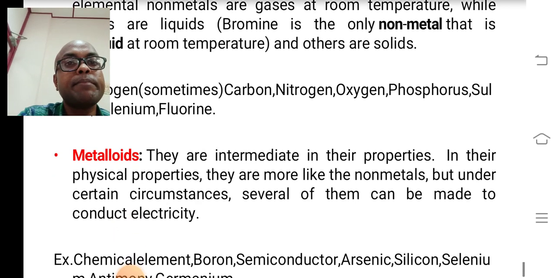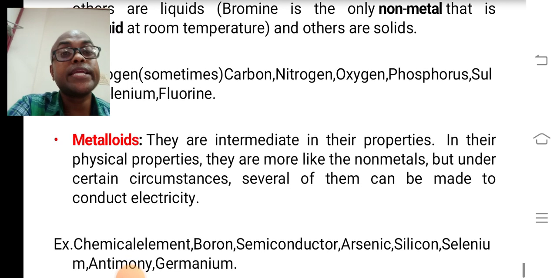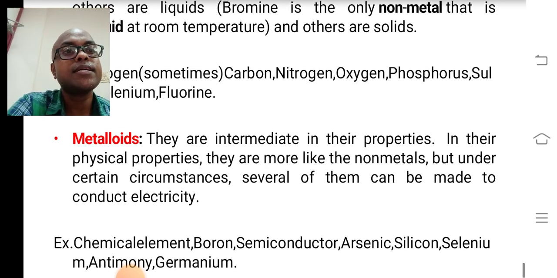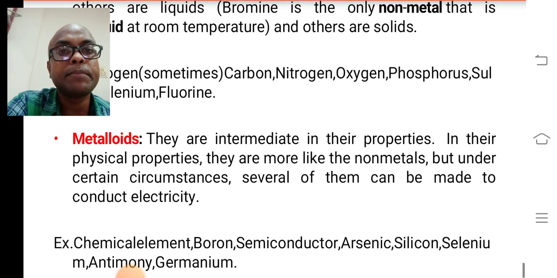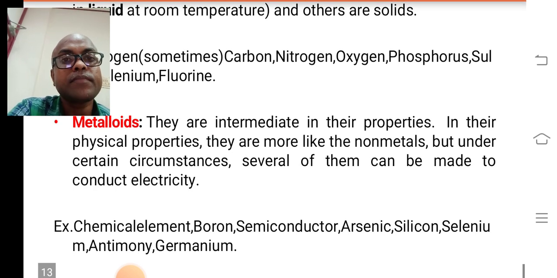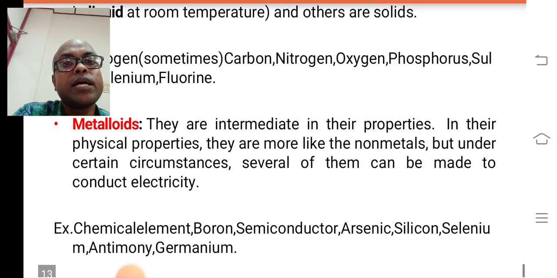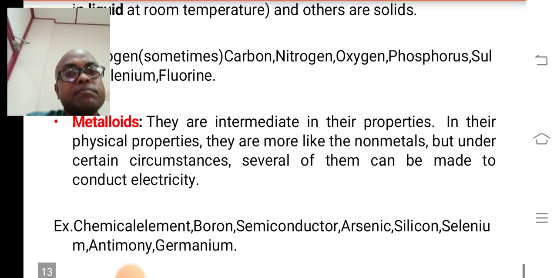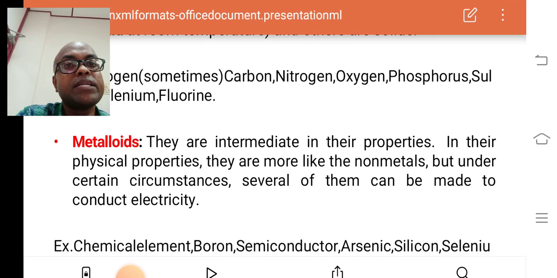Metalloids. What is meant by metalloids? They are intermediate in their properties. In their physical properties, they are more like non-metals, but under certain circumstances, several of them can be made to conduct electricity. Examples of chemical elements: boron, semiconductor, arsenic, silicon, selenium, antimony, germanium. These are the examples for metalloids.